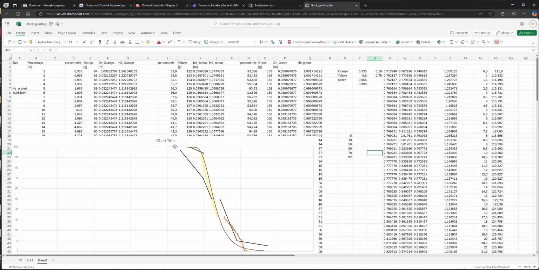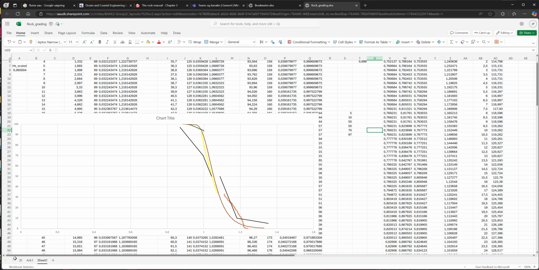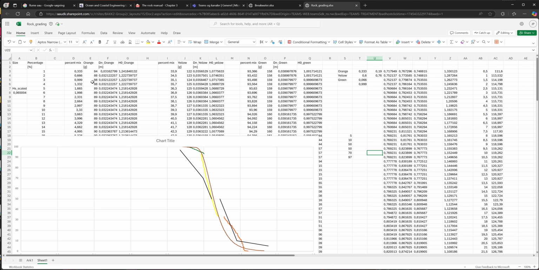And as you can see here, we have the upper boundary and the lower boundary, and then we have the Rosin-Rammler curve that we also saw on the other sheet. And then we have some orange stones, equivalent to these orange stones, and some yellow stones, equivalent to these yellow stones, and some green stones, equivalent to these green stones. So what is then done?